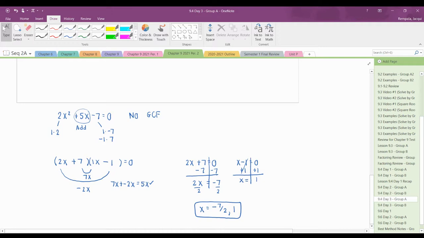So I did my guessing and I checked. I wanted to get that positive 5x in the middle. Ended up where the 2x had to have the positive 7 and then the 1x had to have the -1 to make that work. So then I set each of those equal to 0. And so my two answers should be -7/2 and a +1.